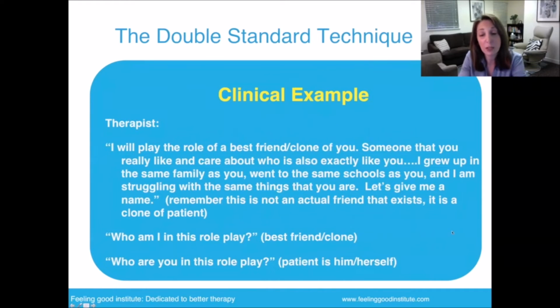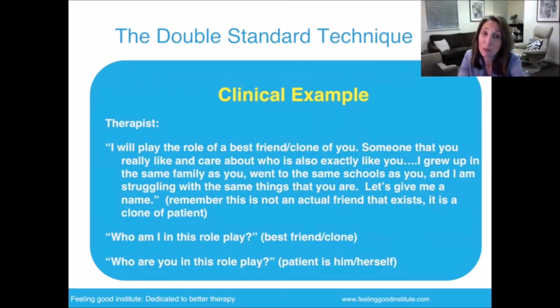So now I'll answer some of the questions that I just posed to you. So I might start the role play by letting the patient know that this is a method that's called the double standard technique, and that it's a role play technique designed to help you to challenge and change your negative thoughts about yourself. And then I would say, I'm going to play the role of a best friend or clone of you, someone that you really like, but also someone that's exactly like you.